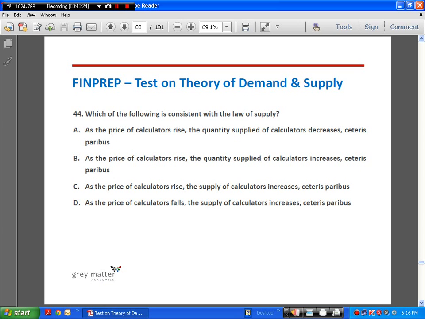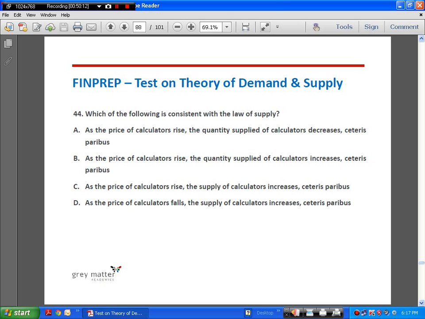The 44th question: which of the following is consistent with the law of supply? A. As the price of calculators rises, the quantity supplied of calculators decreases, ceteris paribus. Option B, as the price of calculators rises, the quantity supplied of calculators increases, ceteris paribus. C. As the price of calculators rises, the supply of calculators increases, ceteris paribus. D. As the price of calculators falls, the supply of calculators increases, ceteris paribus.